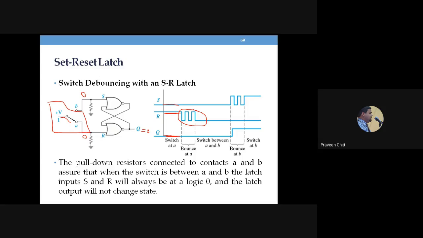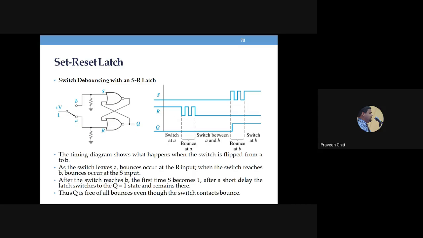To ensure that, we are using the SR latch. Now we have to explain how the SR latch will take care of this key debounce problem. Even though there are several openings and closings of that particular switch, there will not be any effect on the output of that latch. That is what is shown here. The timing diagram shows what happens when the switch is flipped from A to B. We are assuming the switch is at A, and when the switch is at A, as I said, Q will be 0.